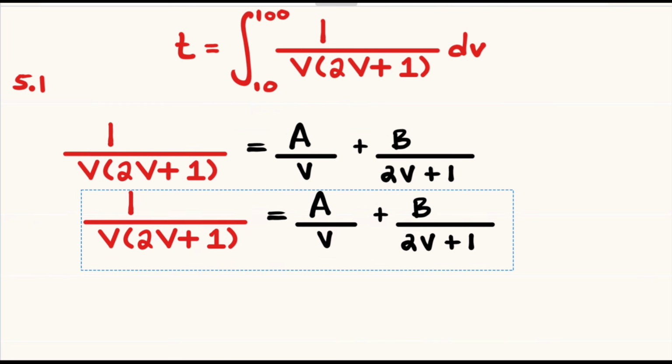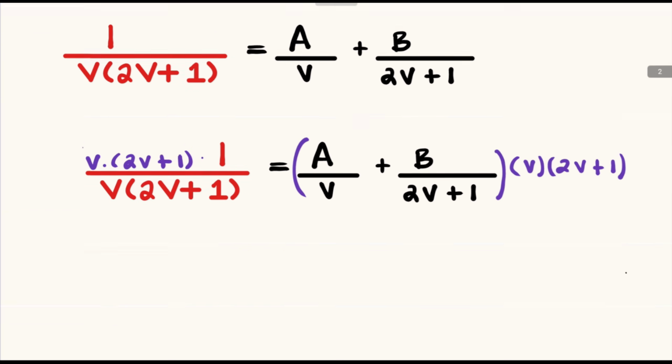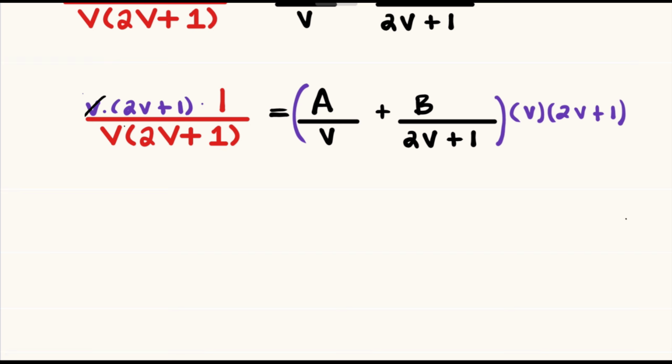We do that by multiplying both sides of the equation by the denominator on the left. So we multiply by v into 2v plus 1. And what we do on the left, we do on the right. We multiply the right by v multiplied by 2v plus 1. That v will cancel out with that v. The 2v plus 1 will also cancel out with that 2v plus 1 and we'll be left with 1 on the left.